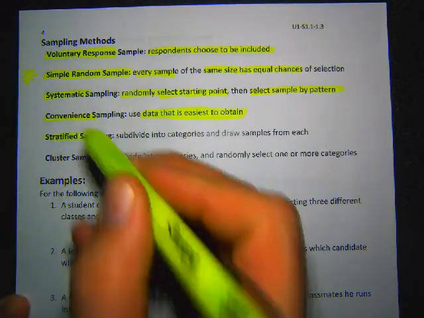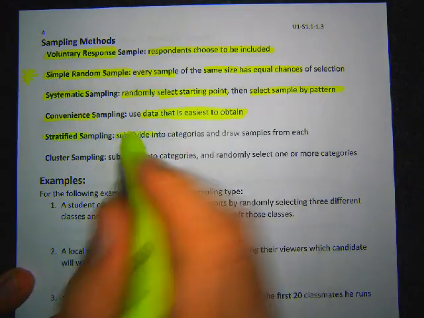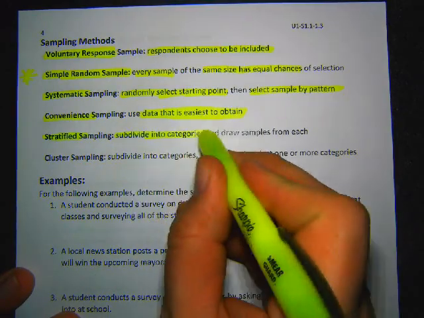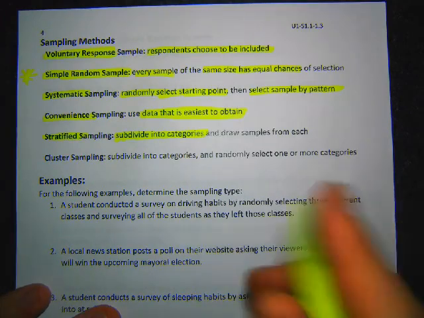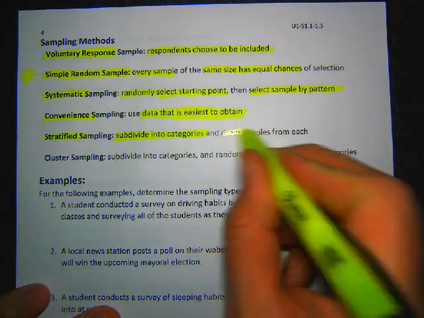Stratified. With stratified, we subdivide. So we break it into categories. Like if you're doing a study of the U.S., the categories might be the different states. So people in South Dakota, North Dakota, Wyoming would all be different categories. And then in this case, you would just take a small sample of each.